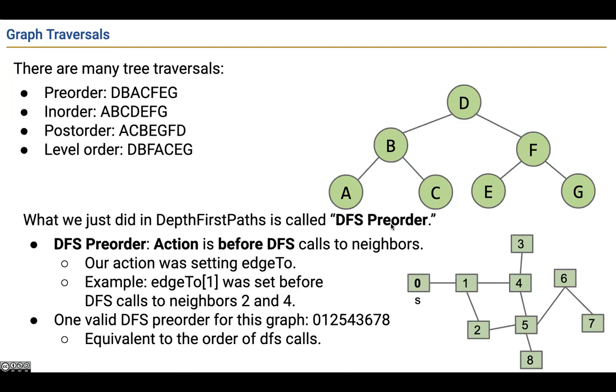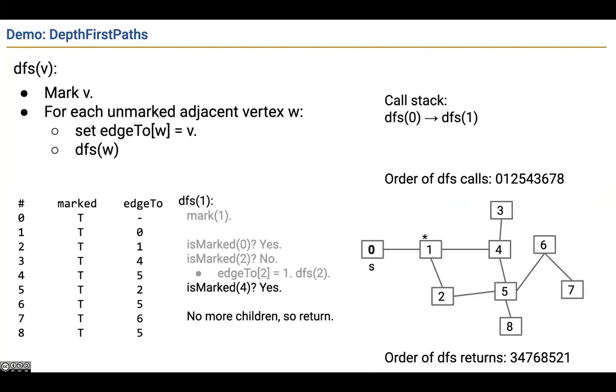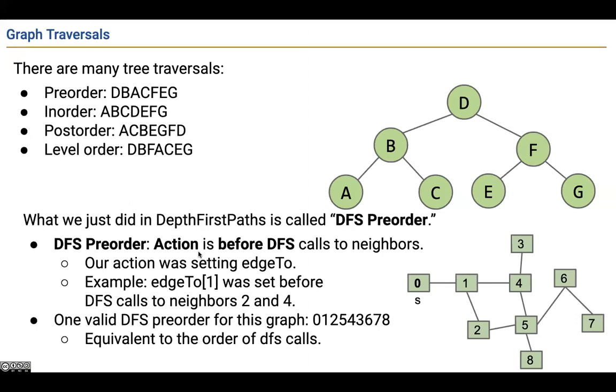So one possible way to order an iteration through all the graph's vertices is called DFS preorder. Why is it called preorder? Because you did the thing, whatever action you care about, before calling DFS on its neighbors. So if you go back and look at the code, we first marked the vertex, and then we called DFS. So this was a DFS preorder traversal. We marked the vertex, and then we called DFS on all of its neighbors, and that gave us this order. So that's one particular order in which you could traverse this graph. This is the order in which we call DFS. And if we are doing something before calling DFS, then this is the order in which the nodes get visited.